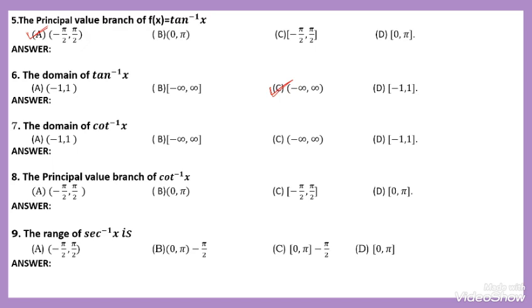Then the domain of the cot inverse. Same, the domain of the cot inverse also indicates the real numbers. What is the principal value of cot inverse? The principal value of the cot inverse is the open interval 0 to pi. Option B is correct.